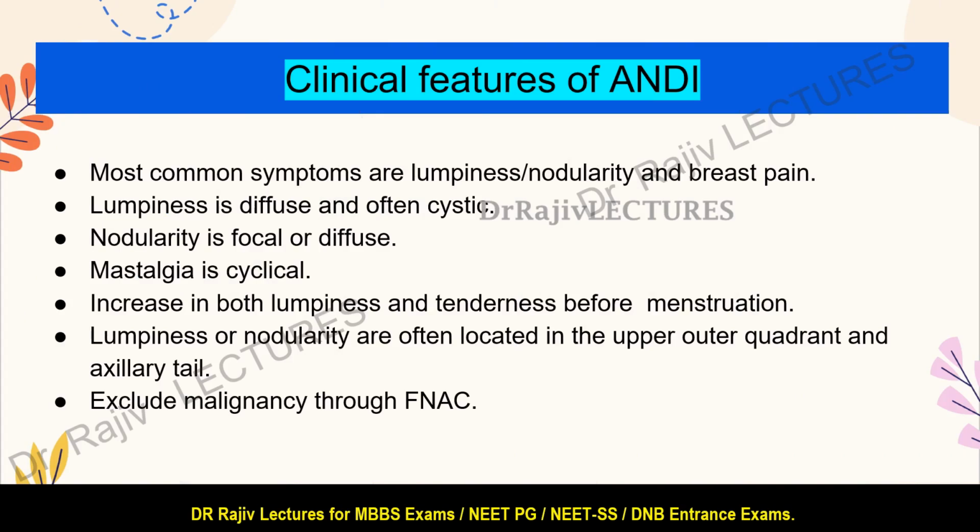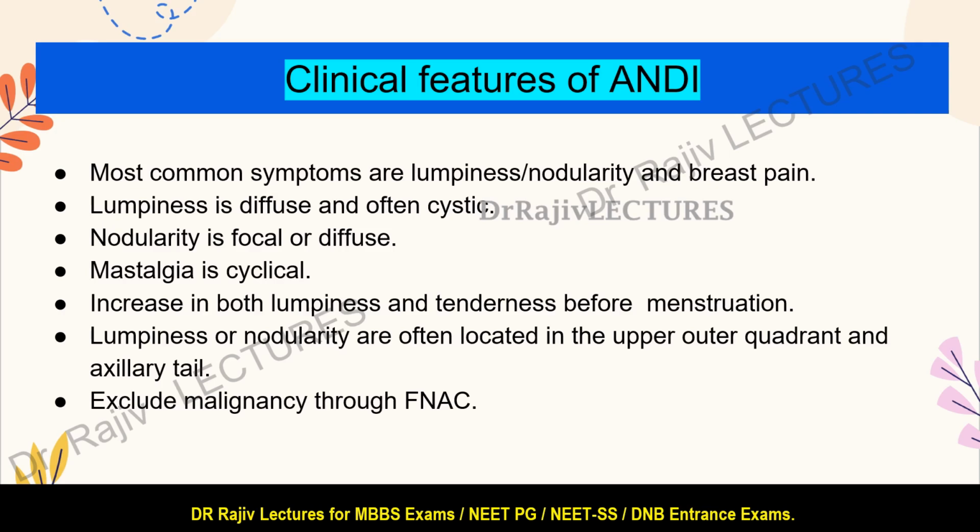Most common symptoms in ANDI are lumpiness or nodularity and breast pain or mastalgia. Lumpiness is diffuse. It is never focal. Mastalgia can be divided into cyclical and non-cyclical. Cyclical mastalgia is often related with ANDI, but non-cyclical mastalgia is usually not associated with ANDI, but may be of musculoskeletal origin from the chest wall or may be associated with inflammation caused by duct ectasia or periductal mastitis.